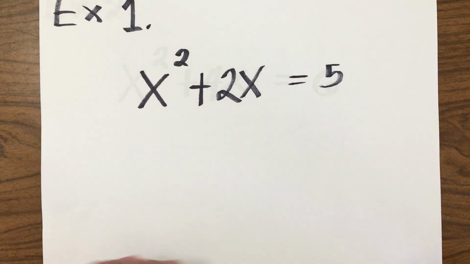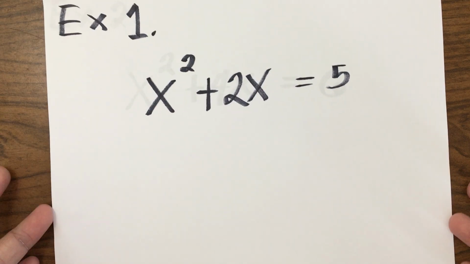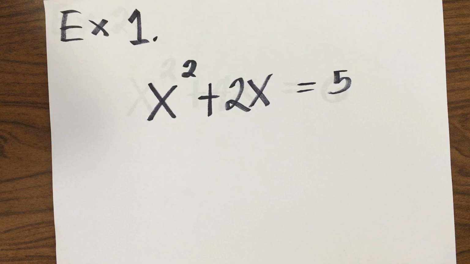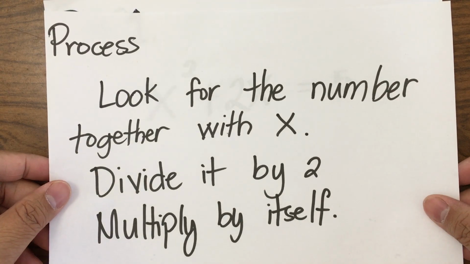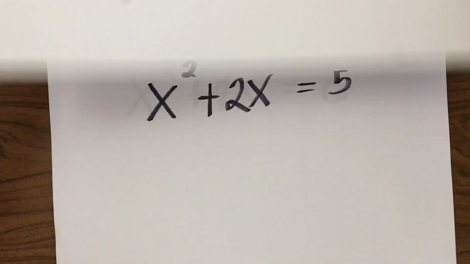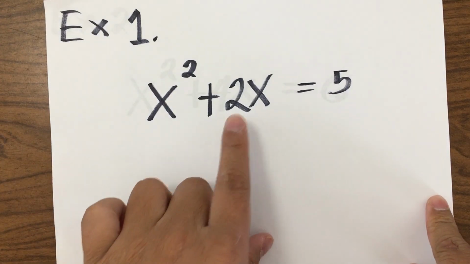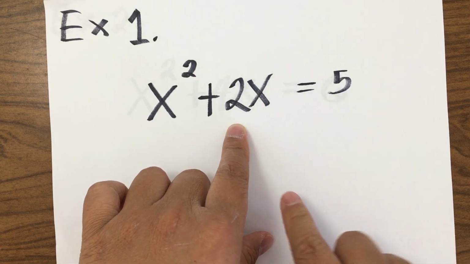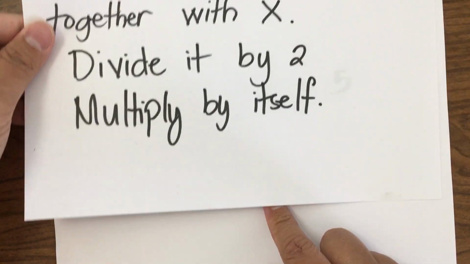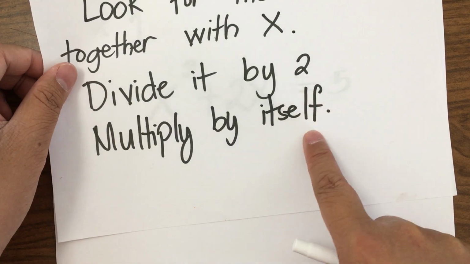So let's apply the process to this equation. So again, what does the process look like? Look for the number together with x. So the number together with x is 2. The next step is you divide it by 2 and multiply it by itself.